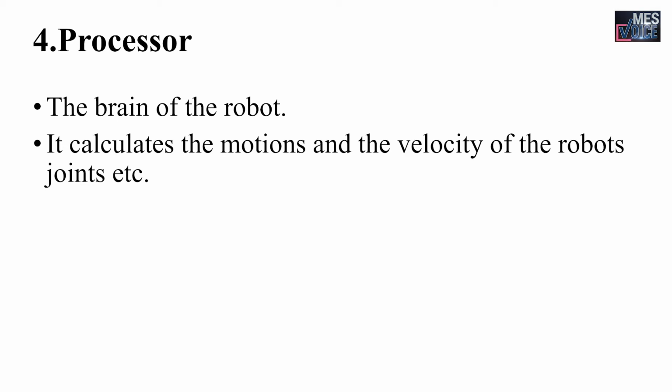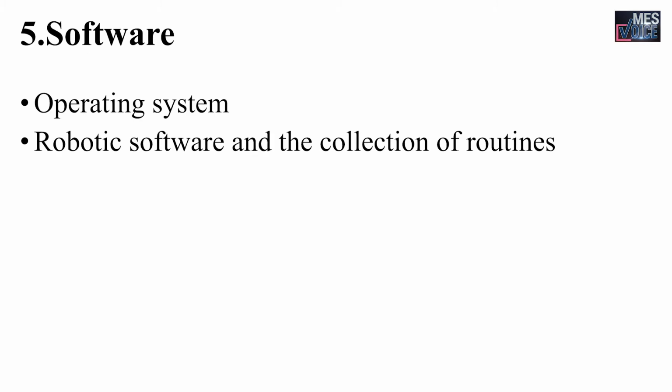Next component is the processor. We all know about the processor. Here also the processor is similar to the computer processor. It's the brain of the robot. The processor is used to calculate motion and the velocity of the robot's joints, etc. The last component is software. Actually, this is not a physical component. Mainly it includes the operating system, software used in robots, and collections of routines or programs in the robot.